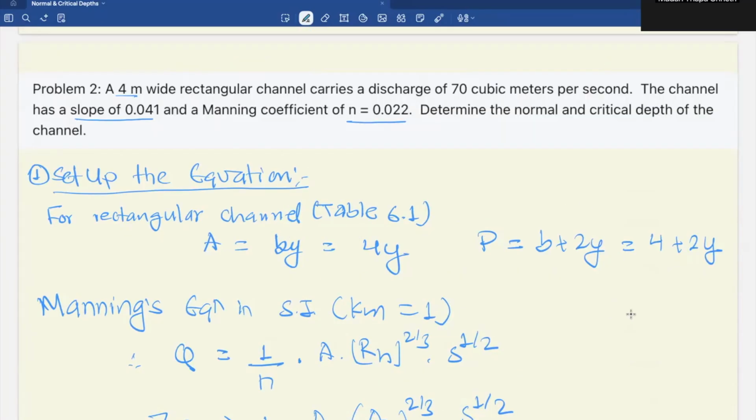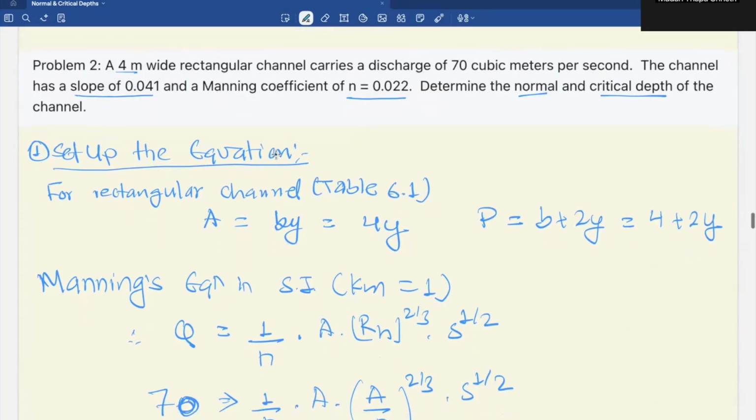So now let's jump into problem 2, which is about finding the rectangular channel normal depth. We are given a 4-meter wide rectangular channel which carries a discharge of 70 cubic meter per second, and the channel has slope of 0.041 and Manning coefficient n equal to 0.022. It asks us to determine the normal and critical depth. So basically, it asks about the computation of normal depth and critical depth.